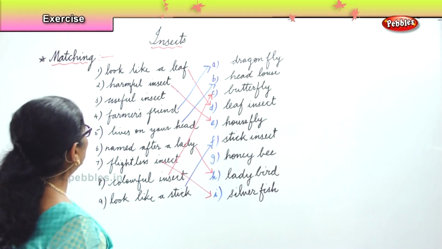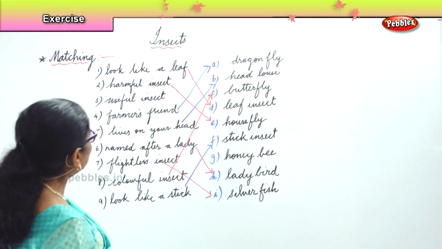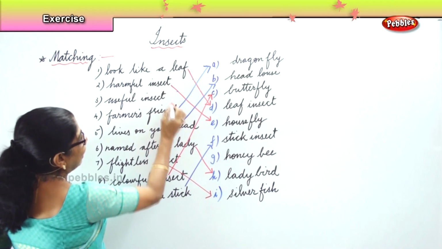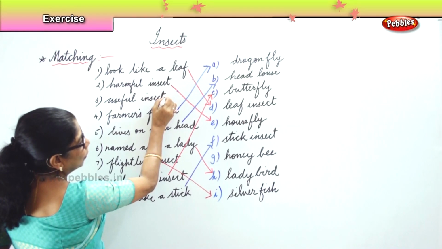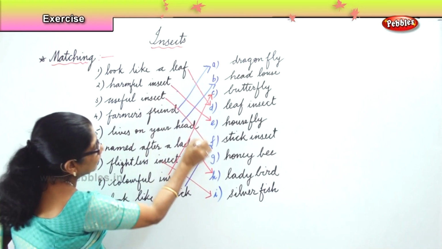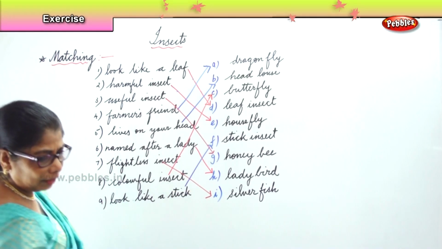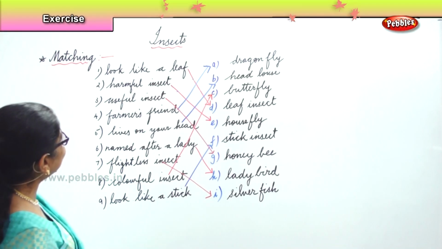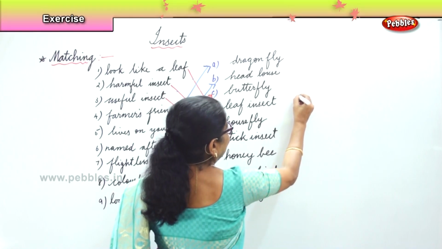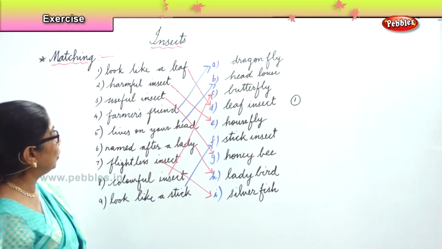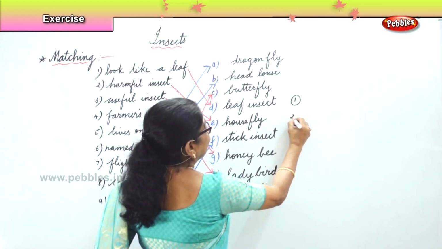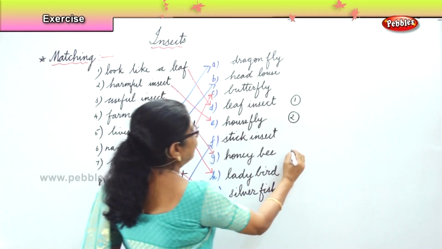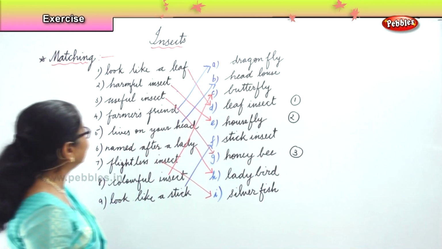Now, useful insect is a honeybee. Insect that is useful to us is a honeybee. Here we go. Honeybee. Now let's look at it all. Look like a leaf is a leaf insect. Harmful insect is a housefly, that is a harmful insect. Then useful insect is a honeybee, that is a useful insect.